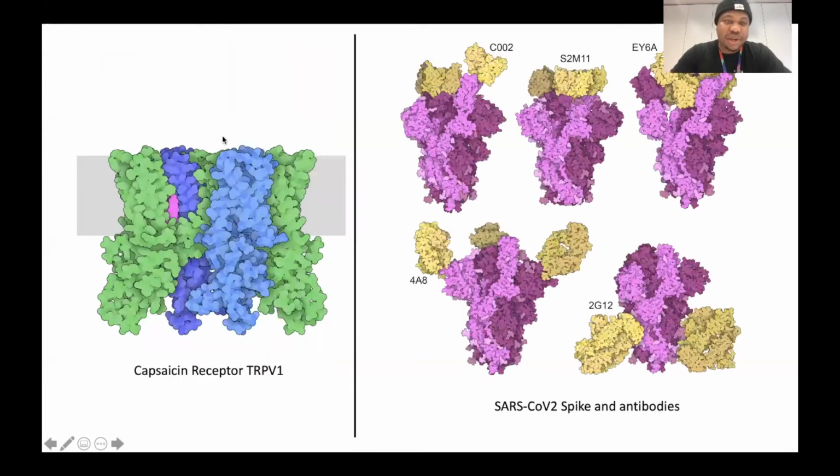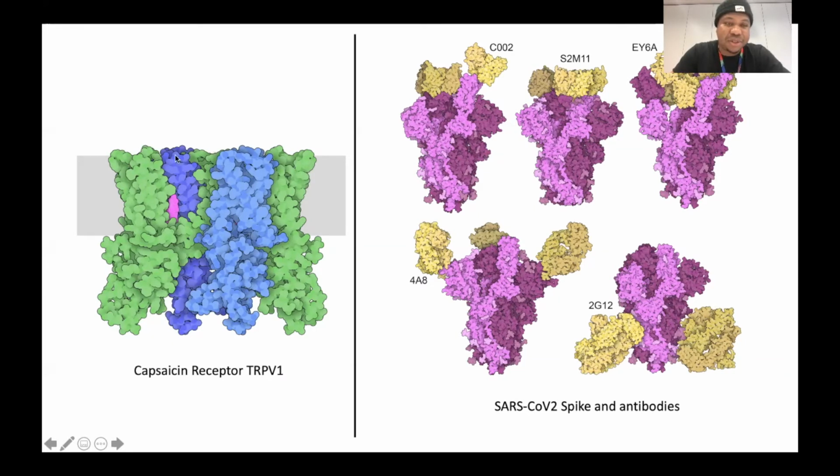Before I explain how we solve protein structures, I'll just give you two examples of protein structure and why it's important and what it can tell us. On the left here, I have the TRPV1 receptor. It's a receptor found in cells in your body, and it's responsible for sensing capsaicin, which is a compound that's found in chili peppers, and that's what gives the sensation of heat when you eat chilies.